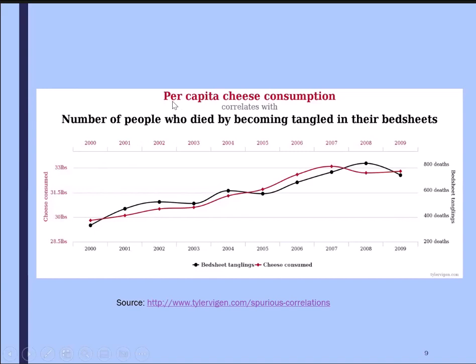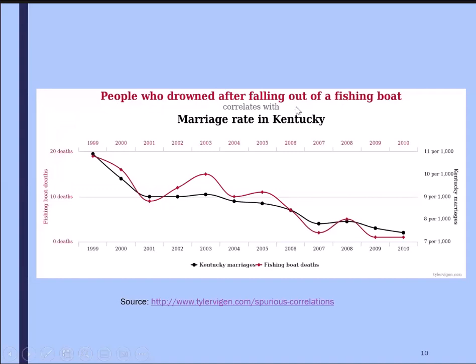Here are some examples. This one is per capita cheese consumption, and this correlates with the number of people who died by becoming tangled in their bed sheets. The per capita cheese consumption is on the left side, shown in the red line right here, and the number of people who died by becoming tangled in their bed sheets is the black line, and we see that they're going up together. So when we're looking at this, we might think that as the years go by, they both go up, so they might be correlated, but it wouldn't really make sense to conclude that.